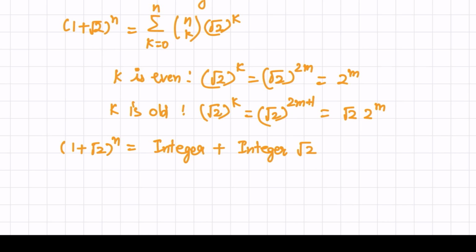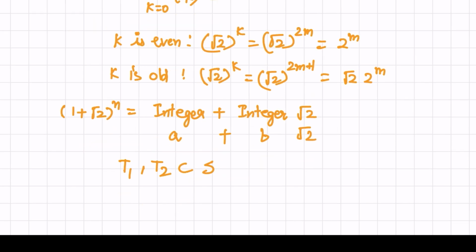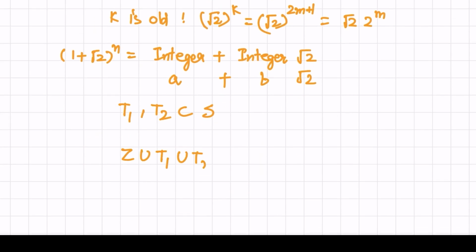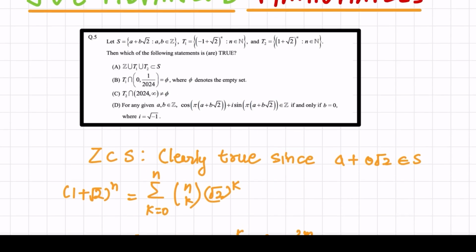Then you can write this, let's say this is my A and this is my B. So you can write (1 plus square root of 2) to the power n as an expression of A plus square root of B. From this you can tell T1 and T2 are subsets of S. So we know Z is a subset of S, T1 is a subset of S, T2 is a subset of S, which means if you combine all of them, that is going to be a subset of S. So the first one is true.